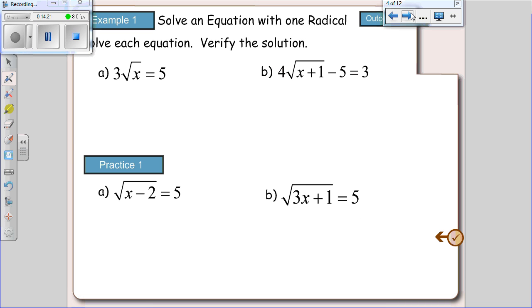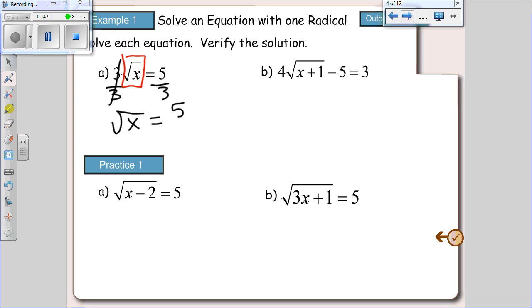So we'll talk ourselves through it. But let's do basic ones. So we have 3 root x is equal to 5. They tell us step 1 is to get the radical by itself. So our goal is to get just this by itself. What do we need to move away from it? The 3. Divide both sides by 3. That'll cancel. And then you have the square root of x is equal to 5 over 3.